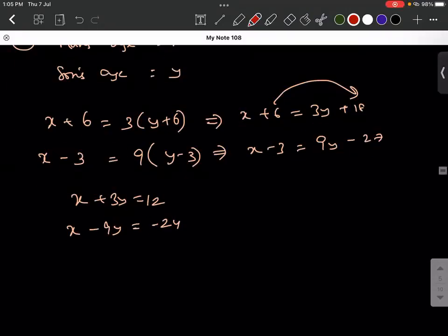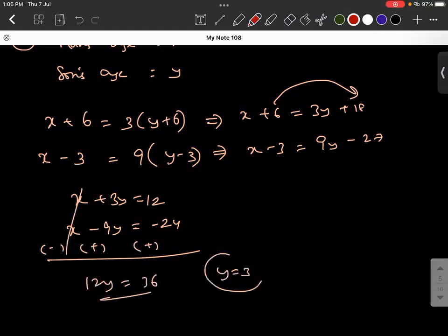Is equal to? Correct only, no? So now what we'll do is, we'll subtract both. So when you do this, x gets cancelled. 6y is equal to 36. So y is equal to 6.